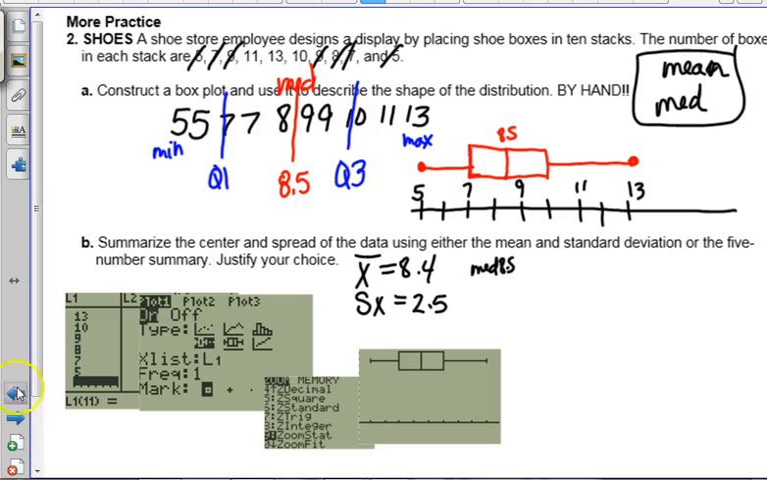Just to give you an example, how big is our box here, guys? It goes from 7 to 10, which is what? The interquartile range then is 3. Oh my goodness, I can't write and talk.